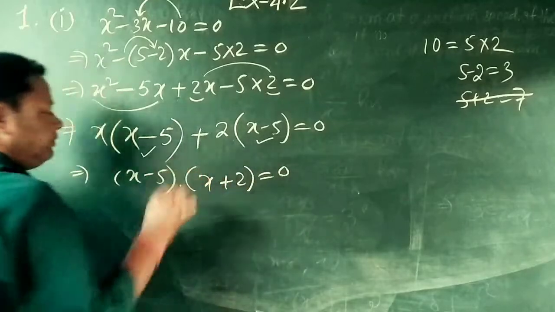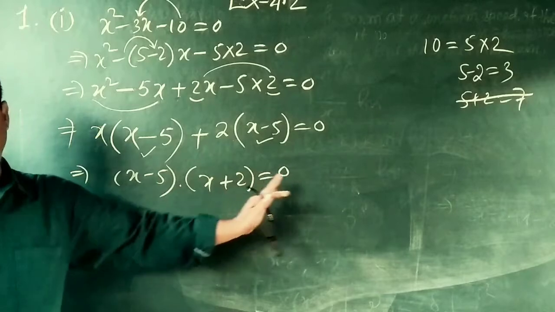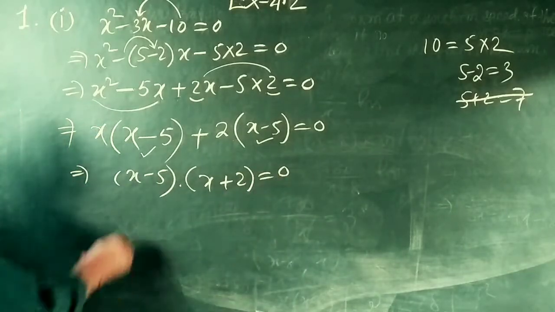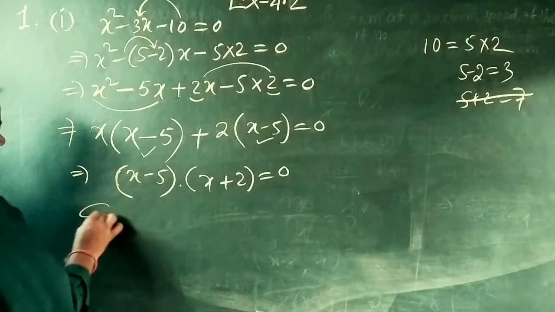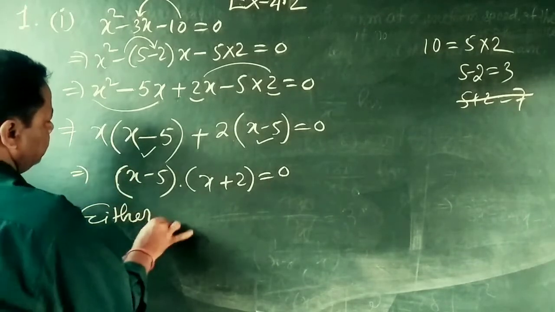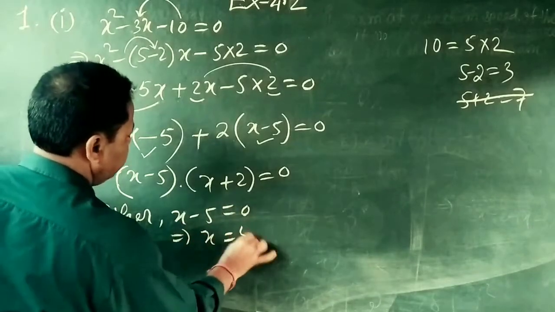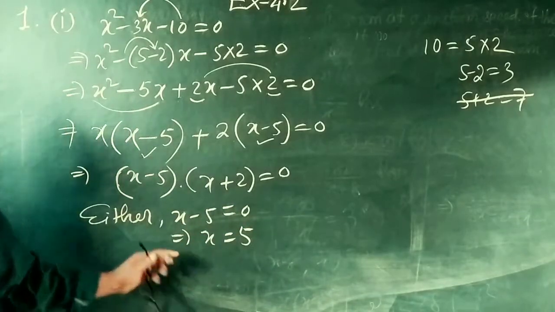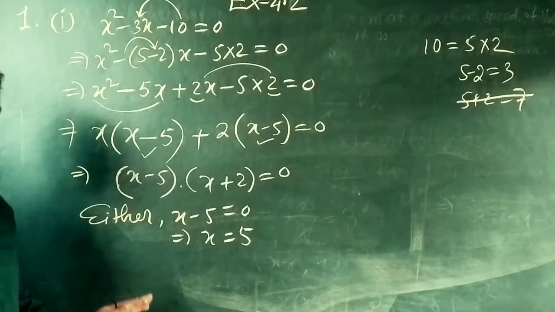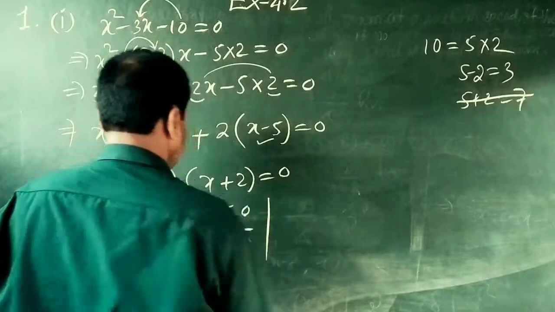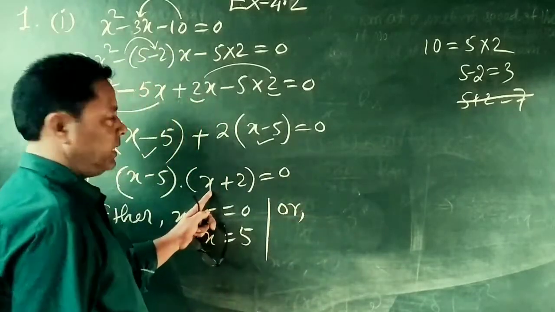Now it is in product form. So when we get product form, either the first one is 0 or the second one is 0. You learned this in class 9, but forgot due to lack of revision. Therefore, either x minus 5 is 0, when the value of x is 5. This is one of the roots. Since the degree is 2, 2 roots will be there. If the degree is 3, 3 roots will be there. So one root we have already obtained, and the other root we will get from the other factor.